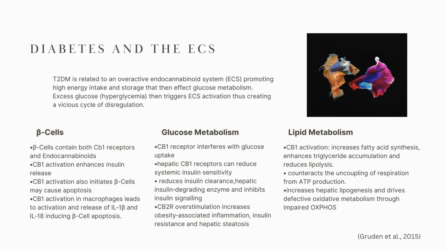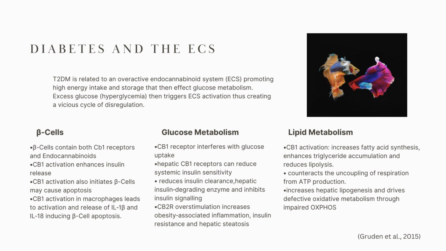This endocannabinoid excess syndrome, or excess state, stimulates hunger cues. It promotes high energy intake and storage, and this affects glucose metabolism. The excessive glucose consumption then triggers the ECS to activate. So this creates a cycle of disease progression. You can kind of see how it spirals into a more complex and destructive disorder.